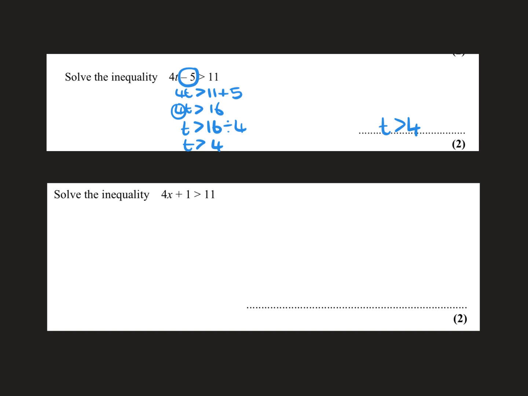Right, our next one, 4x plus 1 is greater than 11. So again, put our little sign in, and we're going to bring that plus 1 across, make it a minus 1. So 11 take away 1 is 10, and we're left with the 4x on the left hand side. Going to bring the 4 over now, make it a divide. So 10 divided by 4, which means that x is greater than, well, 10 divided by 4 is 2.5. So on our answer line, we're going to write x is greater than 2.5.